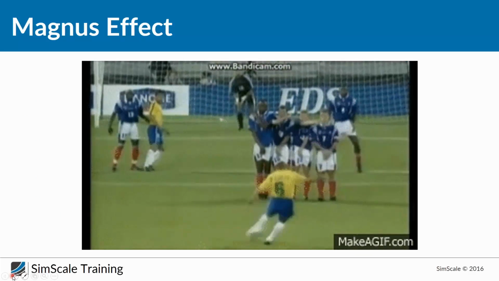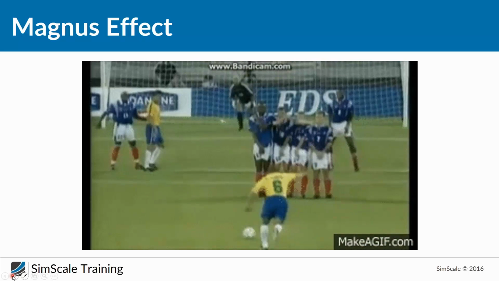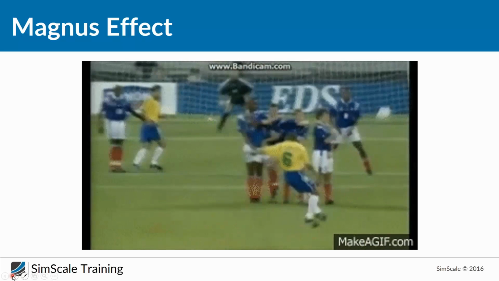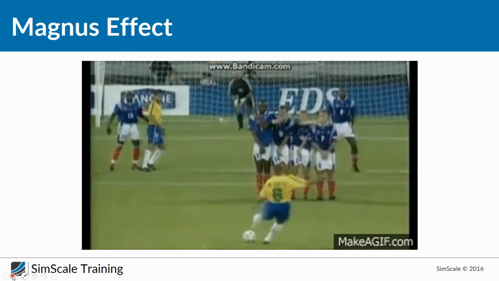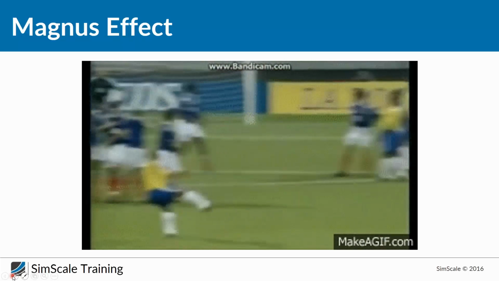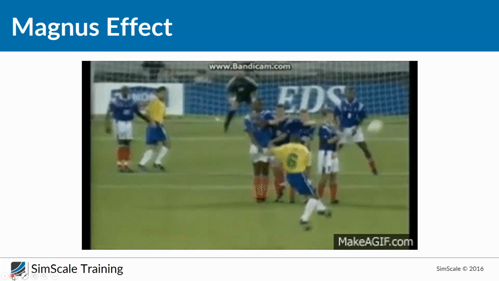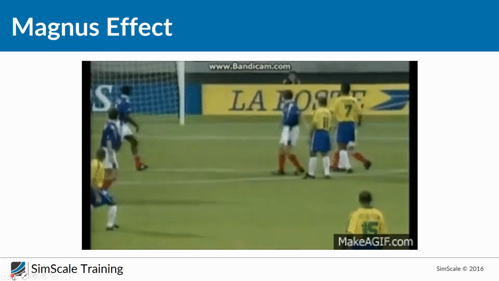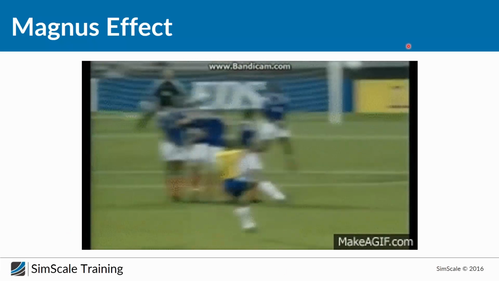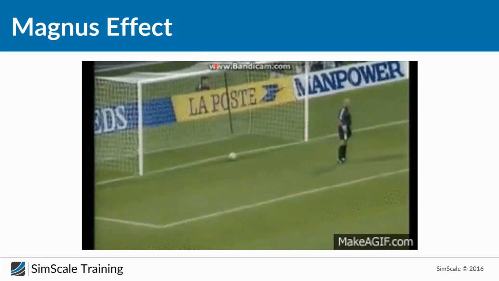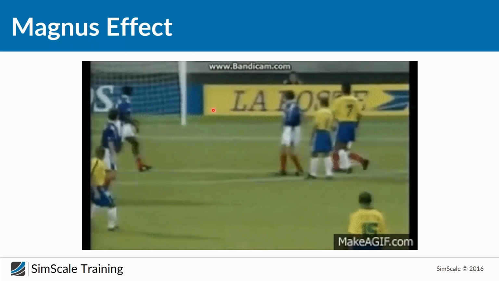Now I would like to take a look with you at this video. You might know it. It's the famous Roberto Carlos, who is just shooting a goal. And what I like about this video very much, if you take a look, the trajectory of the ball is changing completely. First of all, it's flying in the right direction, and then it seems to change its flight direction suddenly and goes again to the left side.